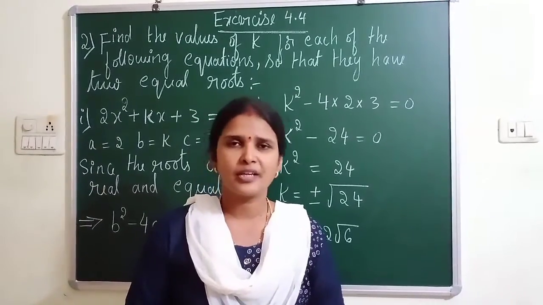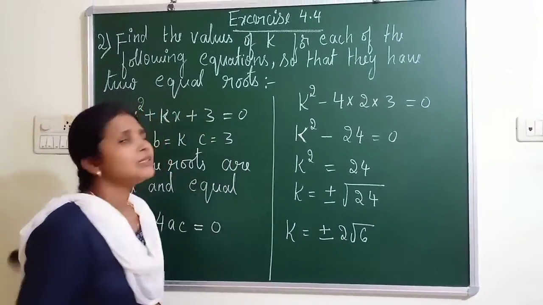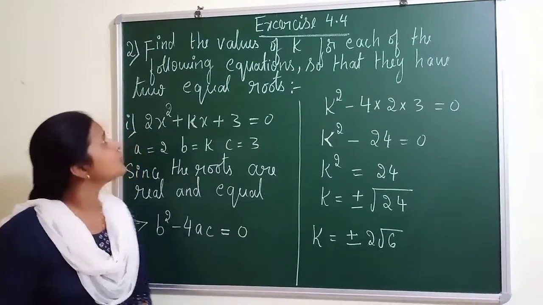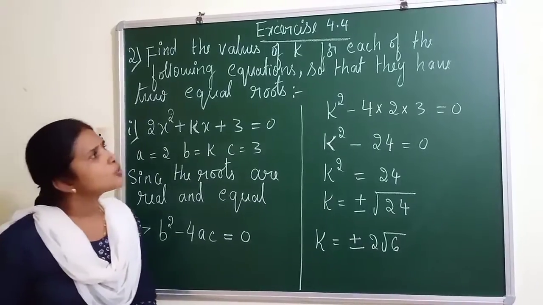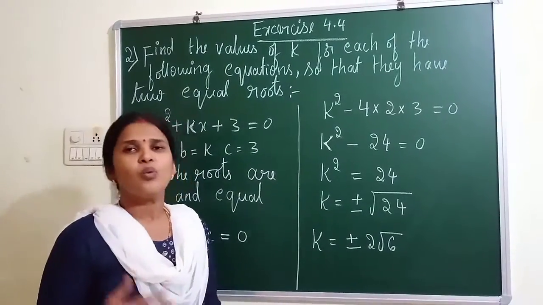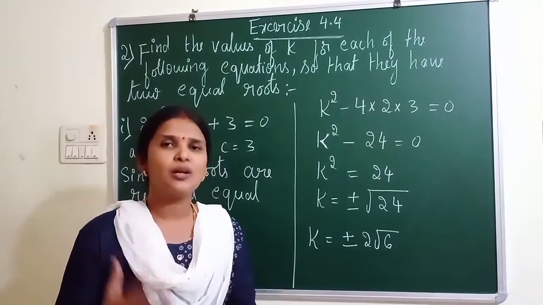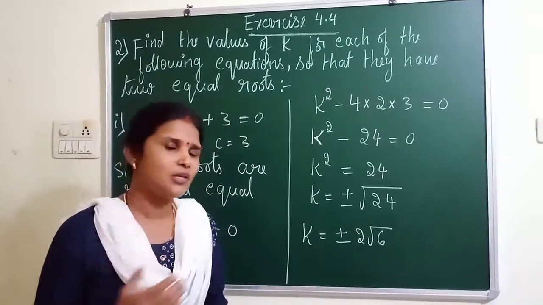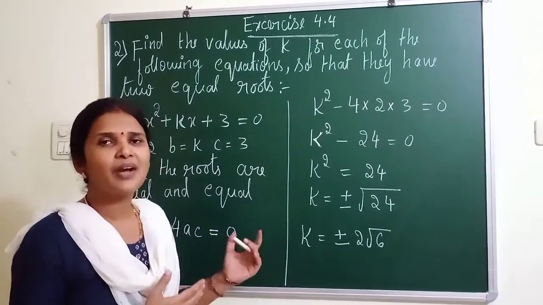Today in this video I am going to explain our chapter quadratic equation exercise 4.4 second main and the remaining 3 statement questions. So let us start the second main. What he has given: find the value of k for each of the following equations so that they have two equal roots. So just recall what is the condition for two equal roots. The discriminant is b square minus 4ac equal to 0. So using this we can find the k value.